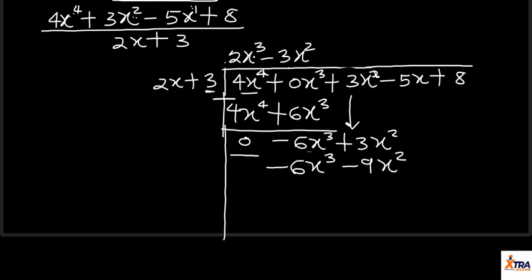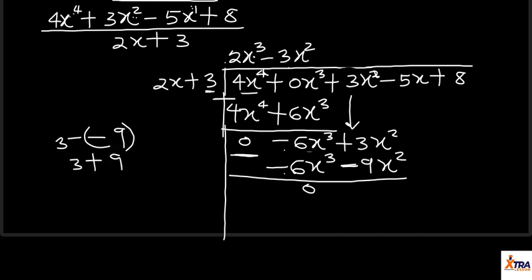So we can subtract it again. Subtracting both sides again, we have this minus this giving us 0. Then we have 3x squared minus minus 9x squared. So 3 minus minus 9 gives us 3 plus 9, giving us 12.